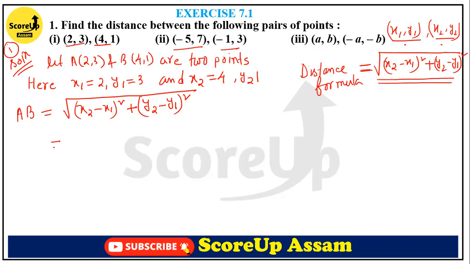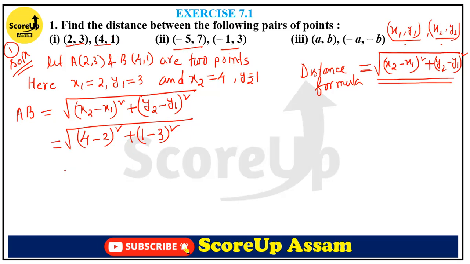So now we shall put the values. x2 is 4, x1 is 2, so 4 minus 2 whole square plus y2, that means y2 is equal to 1. This is our y2, right? So y2 is 1 minus y1 is 3, so 1 minus 3 whole square. So what shall we get?